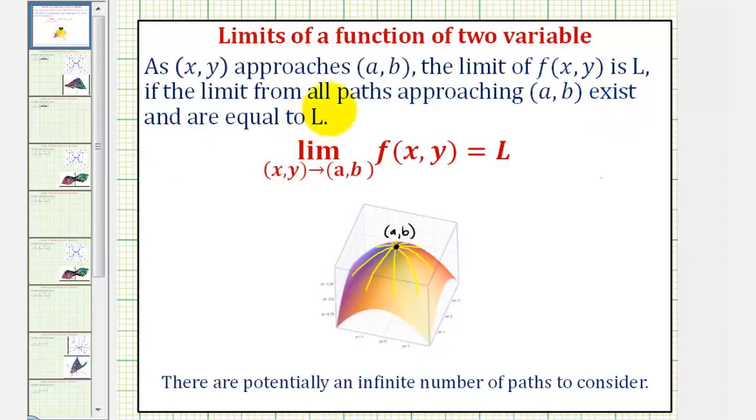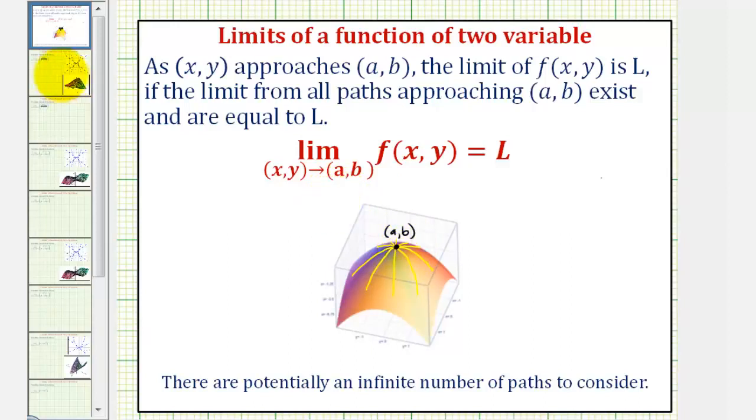equal to L. So if this surface is the graph of f of x comma y, and we're trying to determine this limit, and it's equal to L, that would only be true if the limit from all the paths shown here, or any potential paths, would also give us a limit of L. So notice how potentially there's an infinite number of paths to consider. However, if the surface is smoothly continuous over a region containing the point a comma b, we can find some of these limits by performing direct substitution.